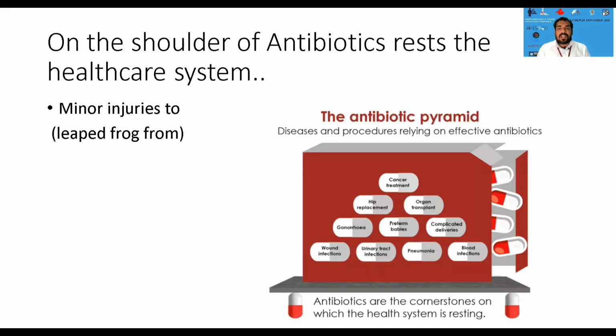So in order to better understand the crisis which we are really going to face, this antibiotic pyramid will help us. From treating minor injuries, we leapfrogged to a great extent. Initially we started treating wound infections and other common infections like urinary infection, pneumonia, blood infection. Soon we started treating complicated cases like complicated deliveries, preterm babies who almost had a negligible chance of survival. But with the use of antibiotics, they started surviving.